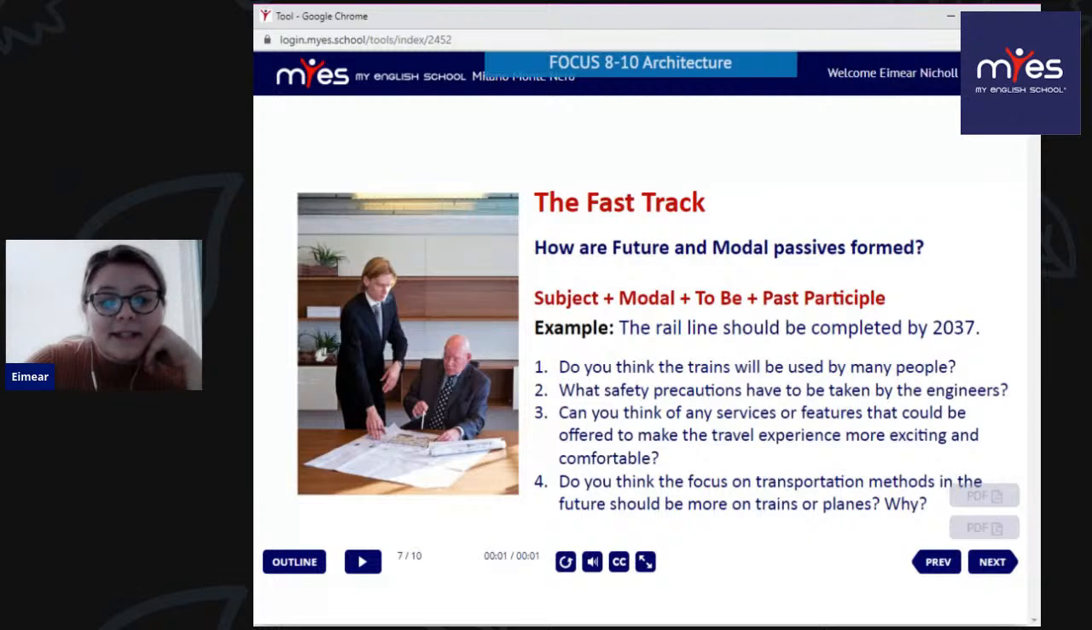A flexible train ticket could be made available to customers. What else can you think of? Maybe chairs with lots of leg room should be available on the train. Okay, and number four, do you think the focus on transportation methods in the future should be more on trains or planes?